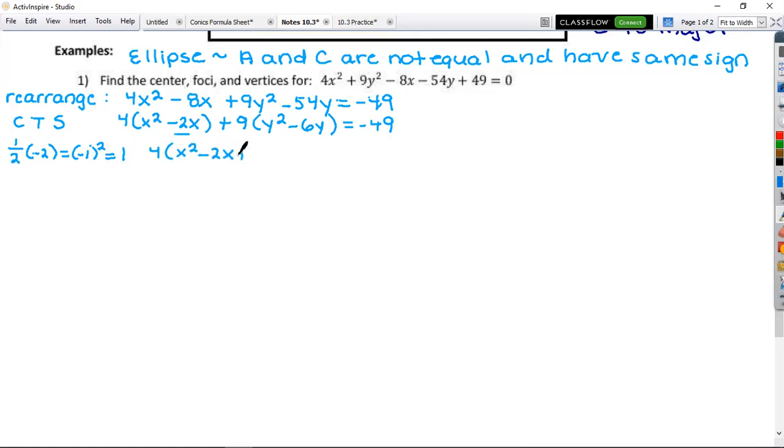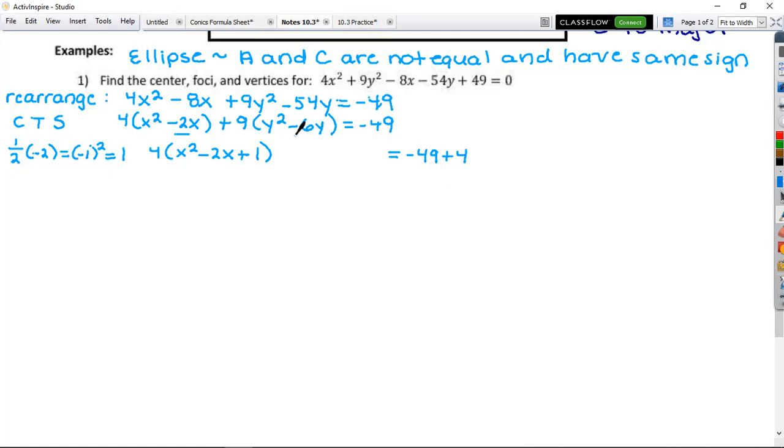But now I have to think about what that makes the other side. So right now, that's not really like saying 1. It's really like saying 4, because you would distribute the 4. So when I go over to this other side, I do negative 49 plus 4. Okay, so just be careful. Now I do it again.